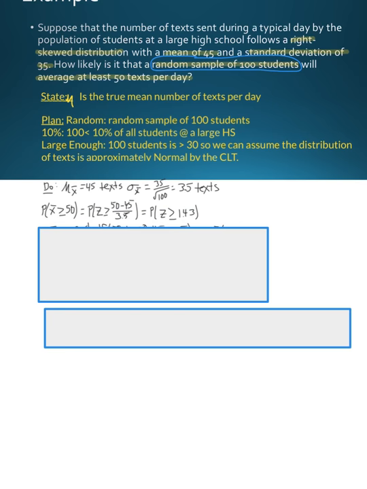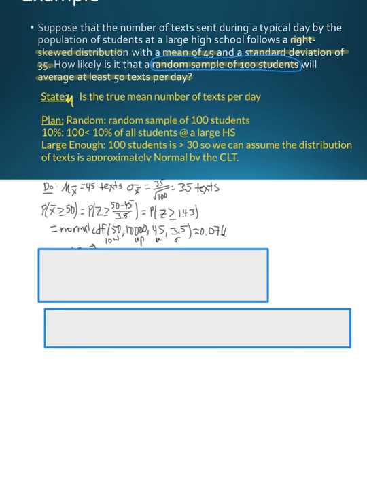Then we're going to find a z-score, just like we did with normal distribution curves last semester. So note, we have the probability of x bar is at least 50 is equal to the probability of z is greater than or equal to 50, because we want to know what's the average is going to be at least 50 per day, minus the mean 45 divided by the standard deviation 3.5. We do get a z-score of 1.43.